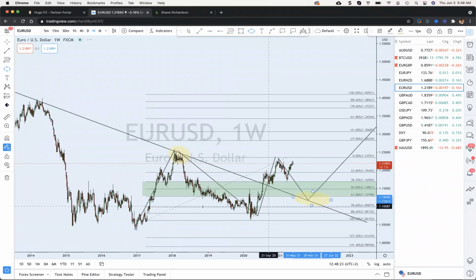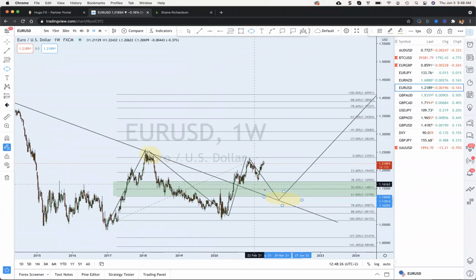And typically, you may get a reversal candle right here, or you may get a W in this case, or a double bottom right here, or something that will indicate that price is about to reverse once it hits that area of structure. That's how you know basically your entry? Pretty much, yeah.